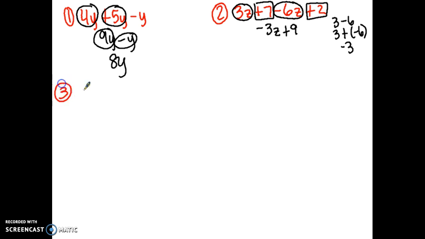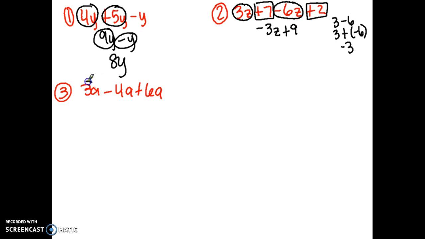Number 3. 3a minus 4a plus 6a. Again, we start from left to right. All of my terms have the letter a, the variable a. All of my terms have the same exponent. If there's no exponent there, then the exponent is 1.